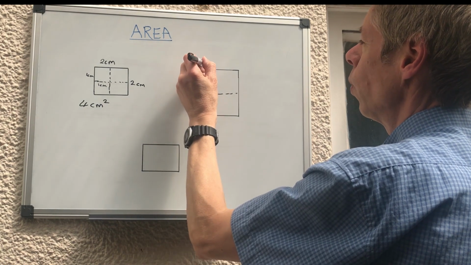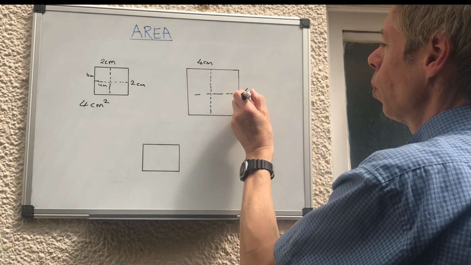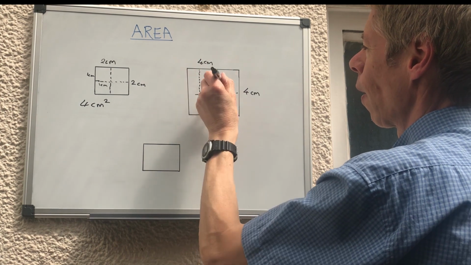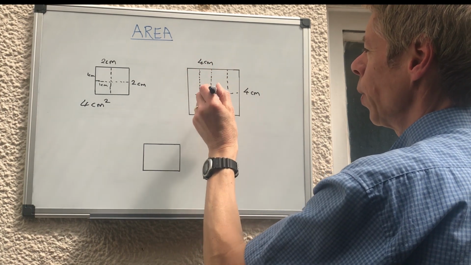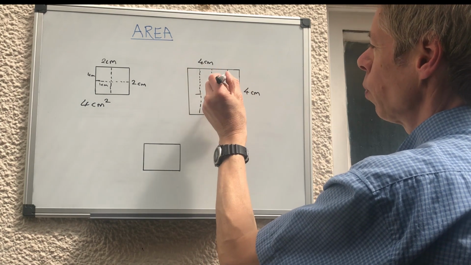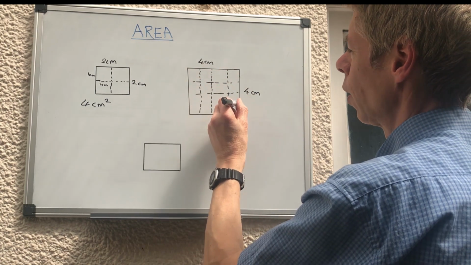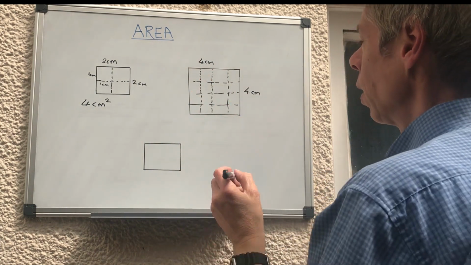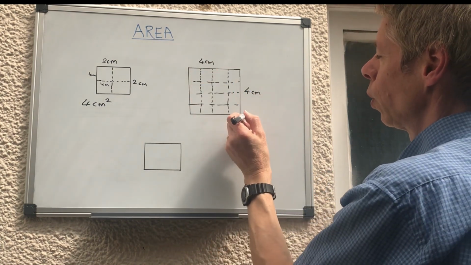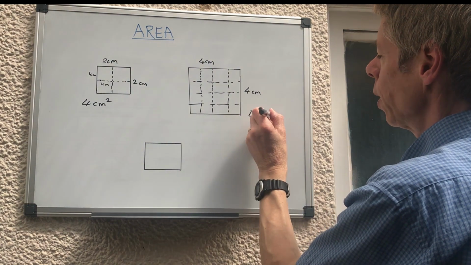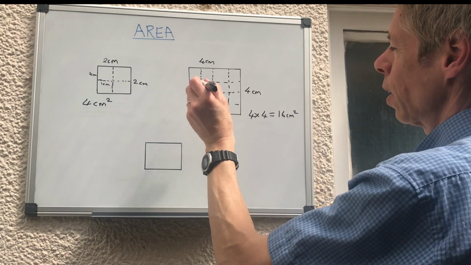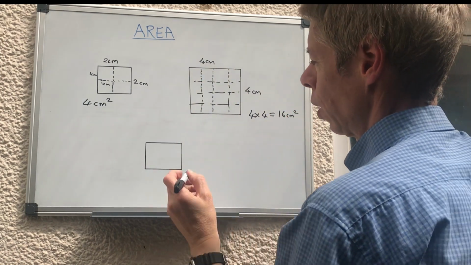So I've got to say this one is 4 centimetres by 4 centimetres. So 4 centimetres long, so that means there's 4 columns, and then 4 centimetres high, which means there's 4 rows. So it's 4 rows of 4, or 4 times 4, which is 16 centimetres squared. So there's 16 squares, so 16 centimetres squared.